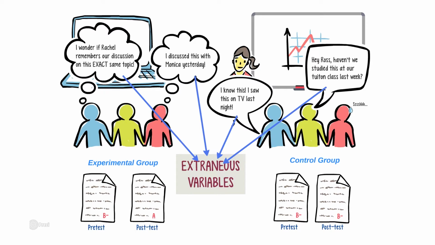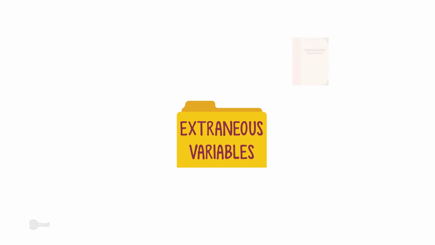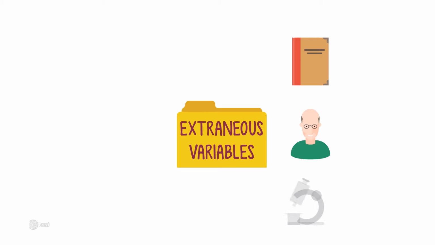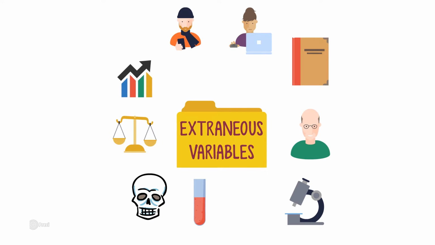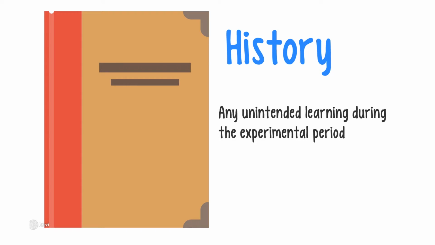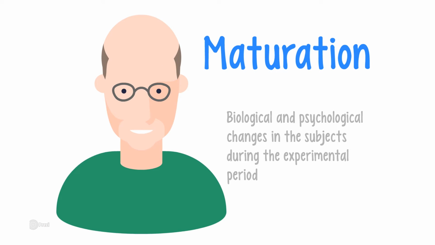The extraneous variables which are a threat to internal validity are history, maturation, instrumentation, testing, mortality, selection bias, statistical regression, subject effect, and experimental effect. History refers to an unintended learning during the experimental period. Maturation is the biological and psychological changes in the subjects during the experimental period.